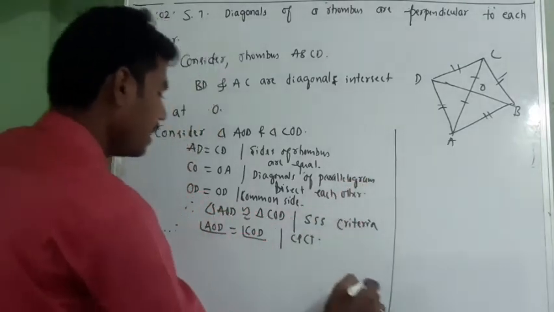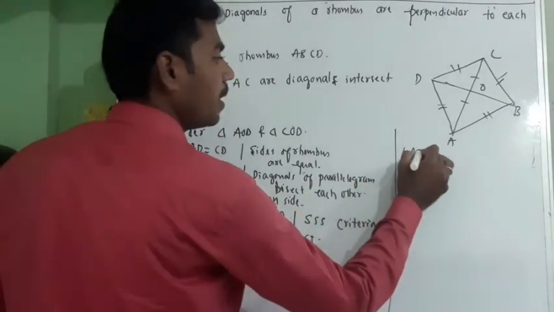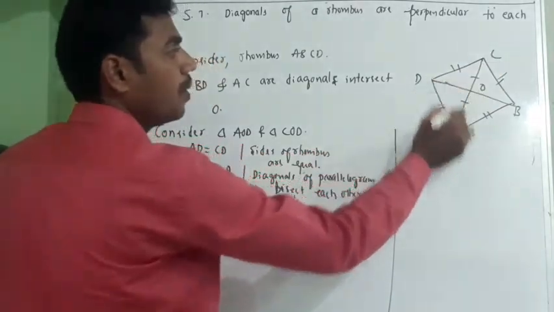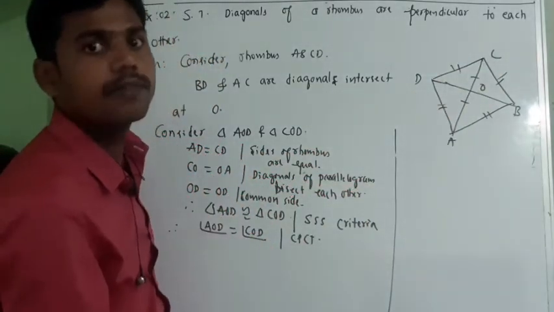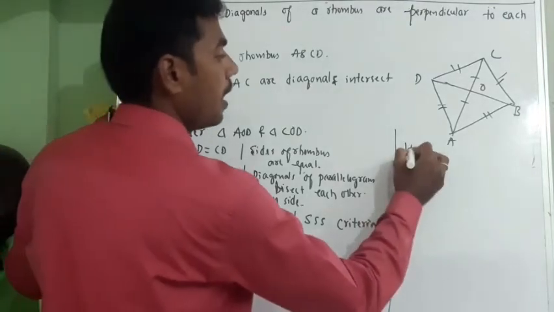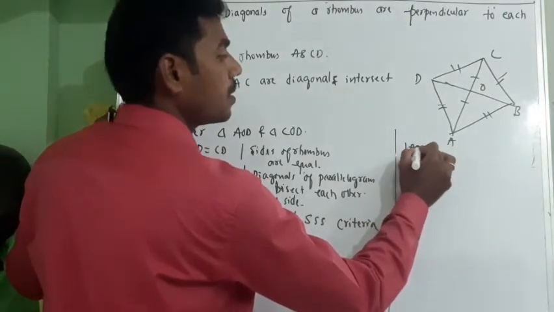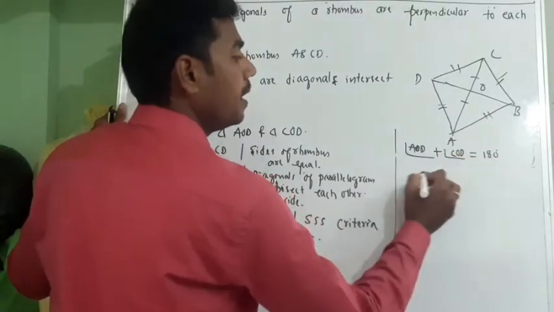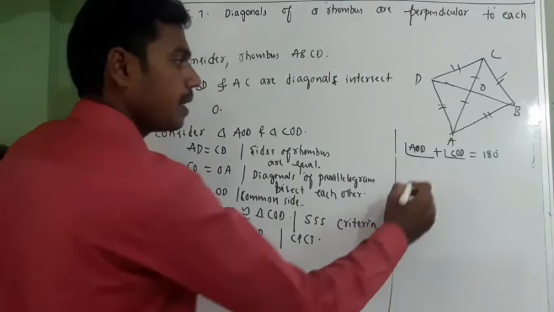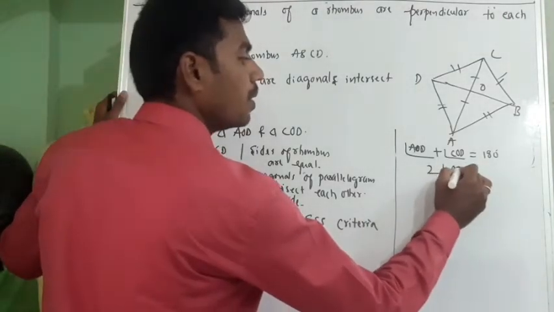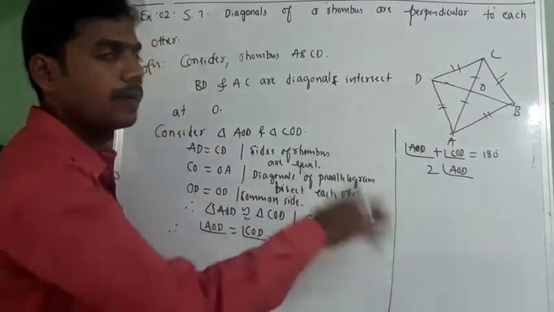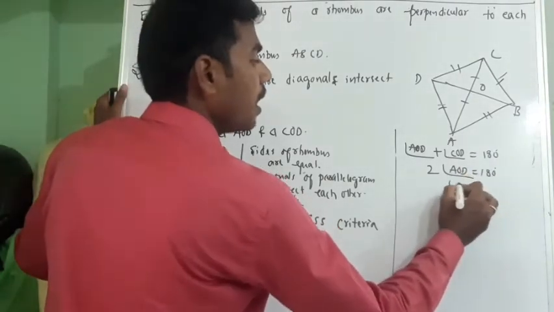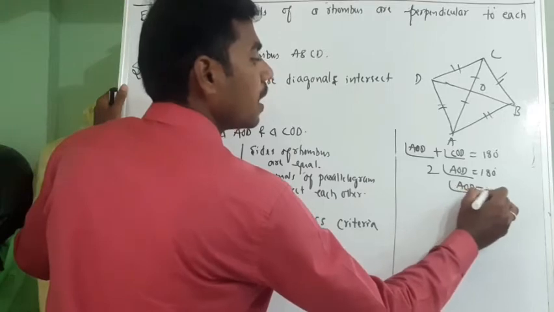Now look at the board. Angle AOD plus angle COD is equal to 180 degrees because they form a linear pair. Since AOD is equal to COD, in place of COD I'll write AOD. It becomes 2 times angle AOD is equal to 180 degrees, or angle AOD is equal to 90 degrees.